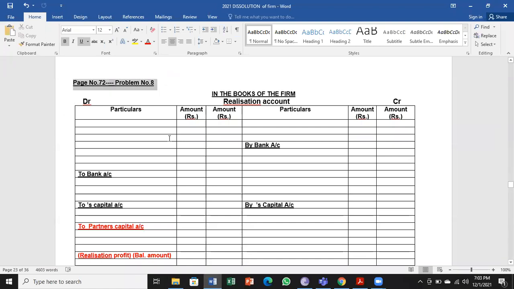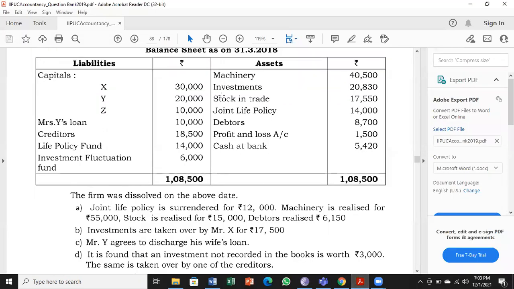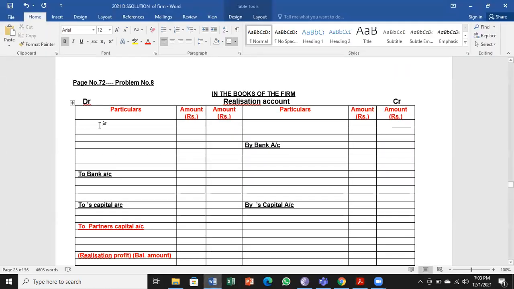So page 72, problem number 8, I will take it up and I will start with the realization account. I'm ready with the format. As all of you know, the first step is transferring all the realizable assets to the debit side of realization account. So we'll start from machinery till debtors. We will transfer all the balance sheet values to the debit side.